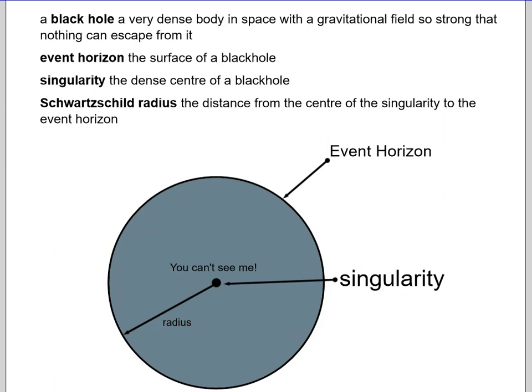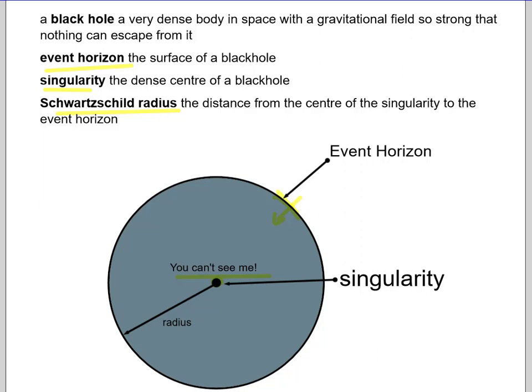So a couple key terms that are kind of fun in video games and movies. The event horizon. That's the edge of the well. Once you slip past the event horizon, you're going for a ride. Singularity, that's the center. Get my joke? You can't see me. And then the Schwarzschild radius, that's the distance from the center of the singularity to the event horizon.